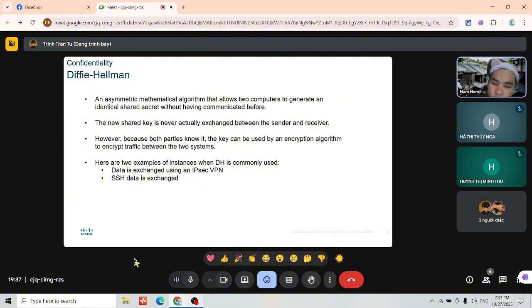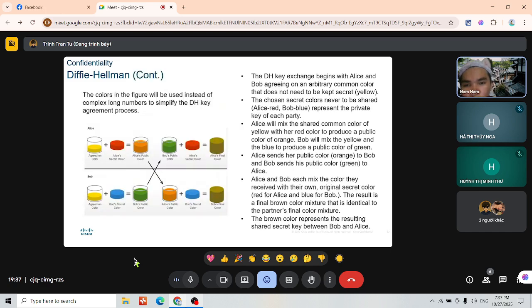Data is scanned using an API, and ad hoc data is exchanged. The color feature will be used to represent a complex long number to specify the DH key agreement process. The DH exchange begins with both agreeing on an arbitrary common color that doesn't need to be kept secret. Then each chooses a secret color never to be shared, red for Elite. So this represents the private key of each party.